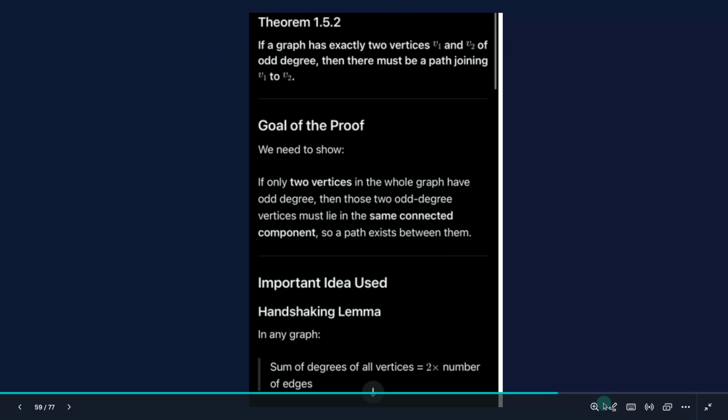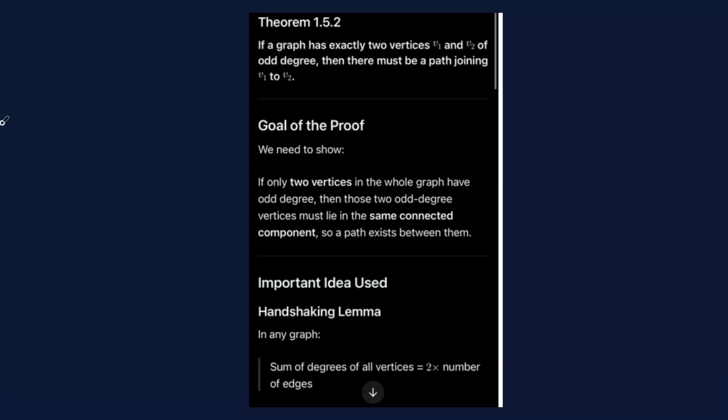So I'm going to ask you one question: how would a path exist? When is a path going to exist? That is my first question. A path can exist only when v1 and v2 are in the same component, right? Only in the same component can a path exist between them.